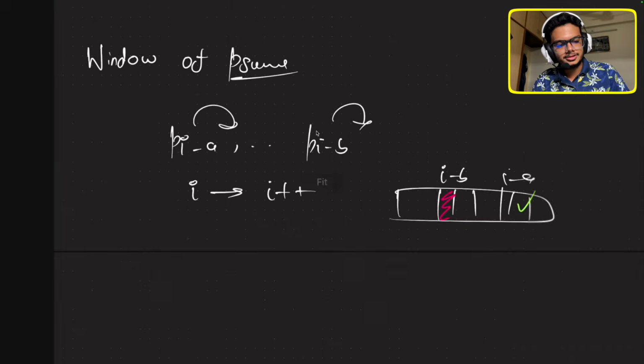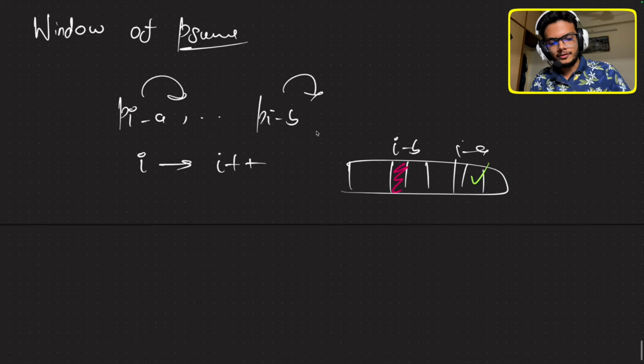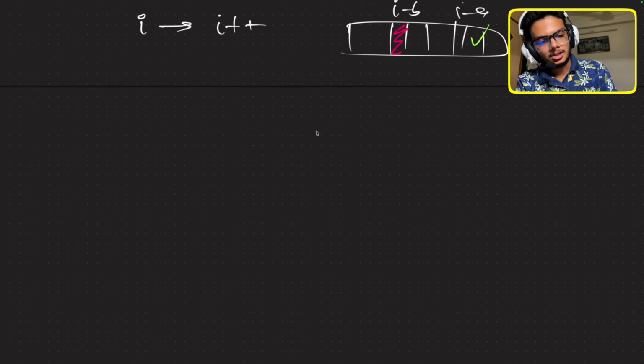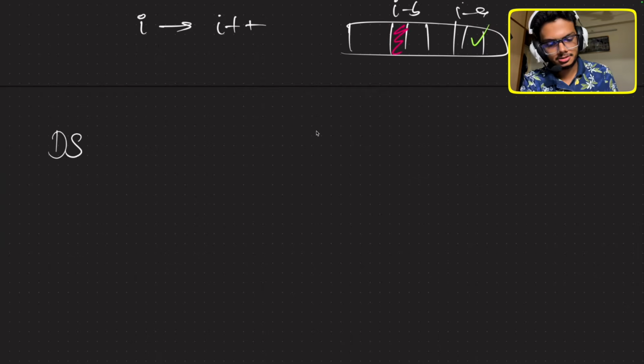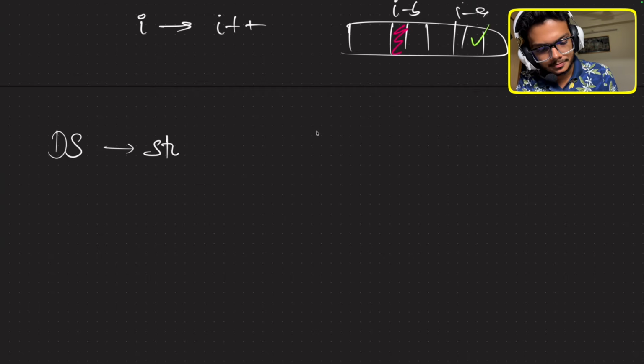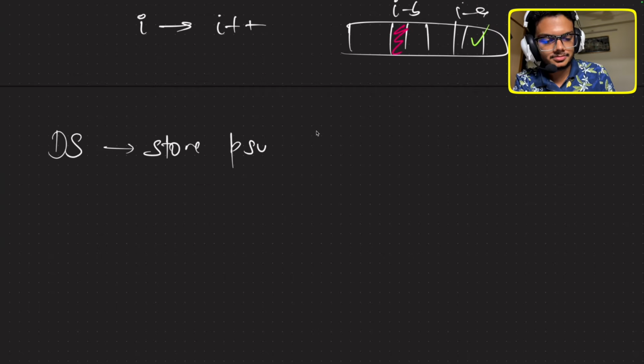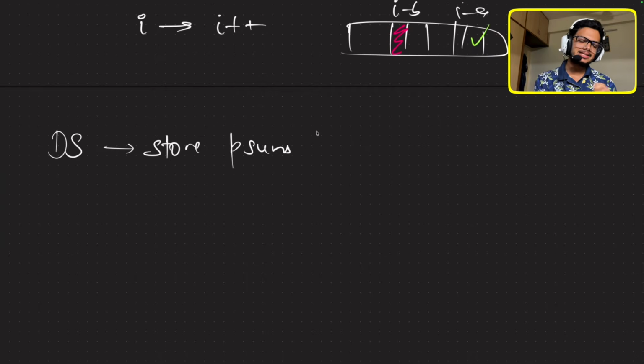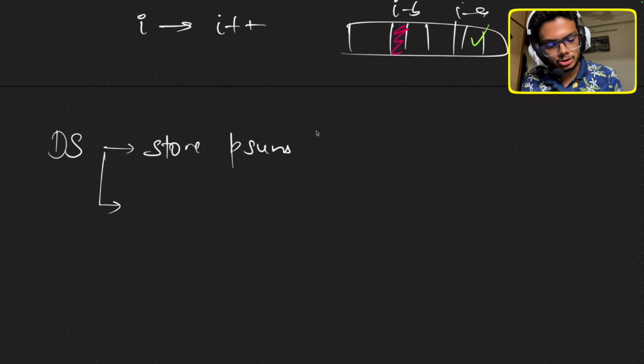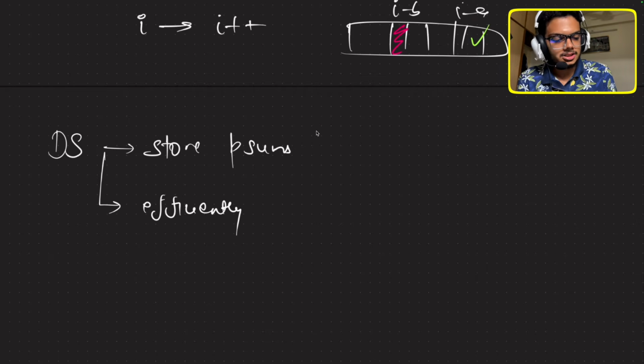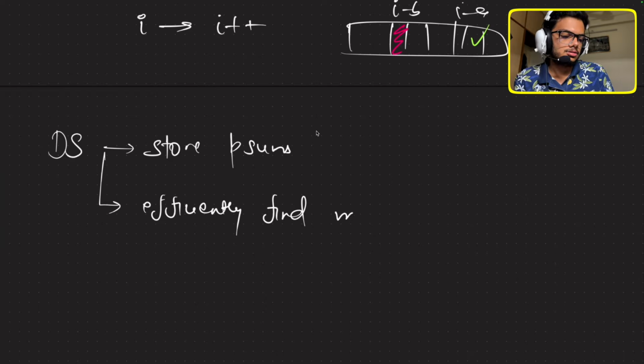So how can we do this then? So what do we have to effectively do here? If you see, we need a data structure which helps us to store the prefix sums, right? These prefix sums actually represent one of the subarrays in size a to b, okay? And not just store, we also want to efficiently find the minimum of them, right?